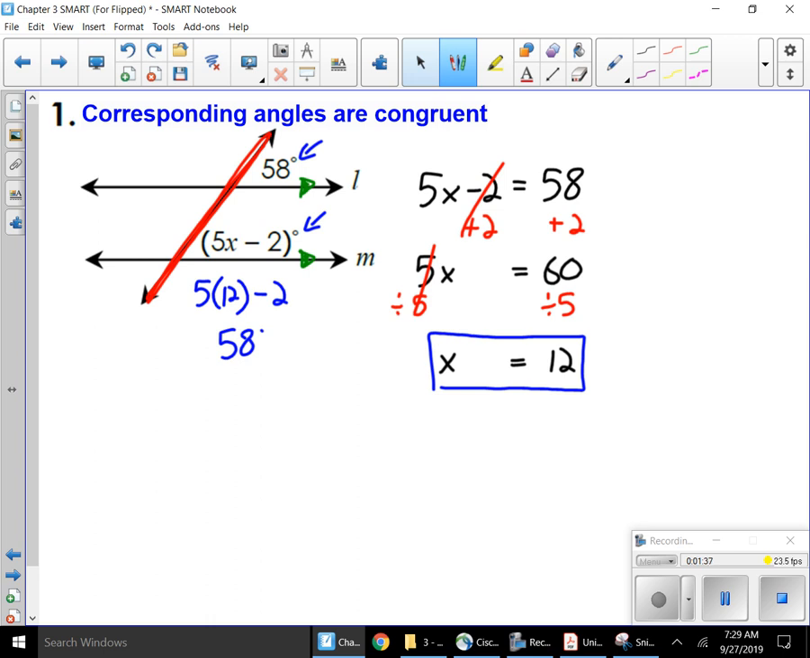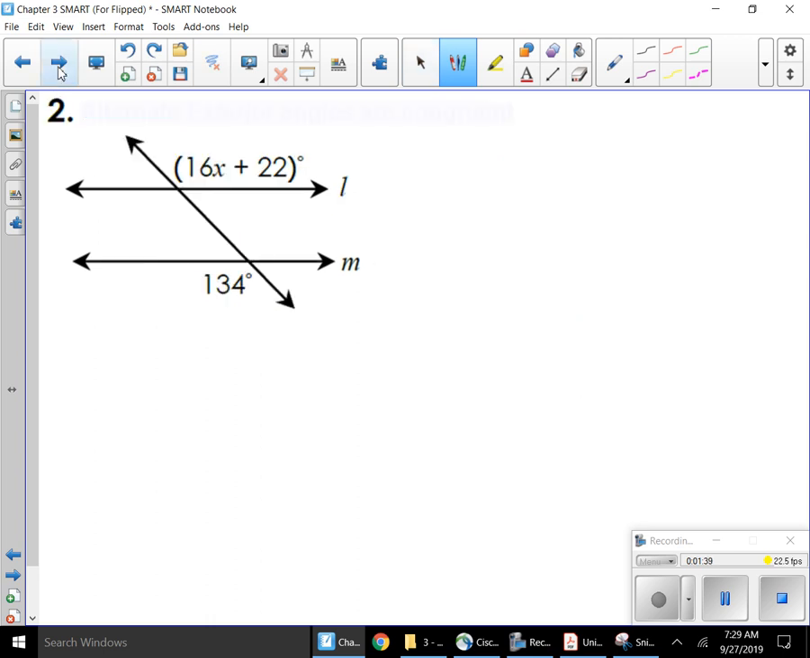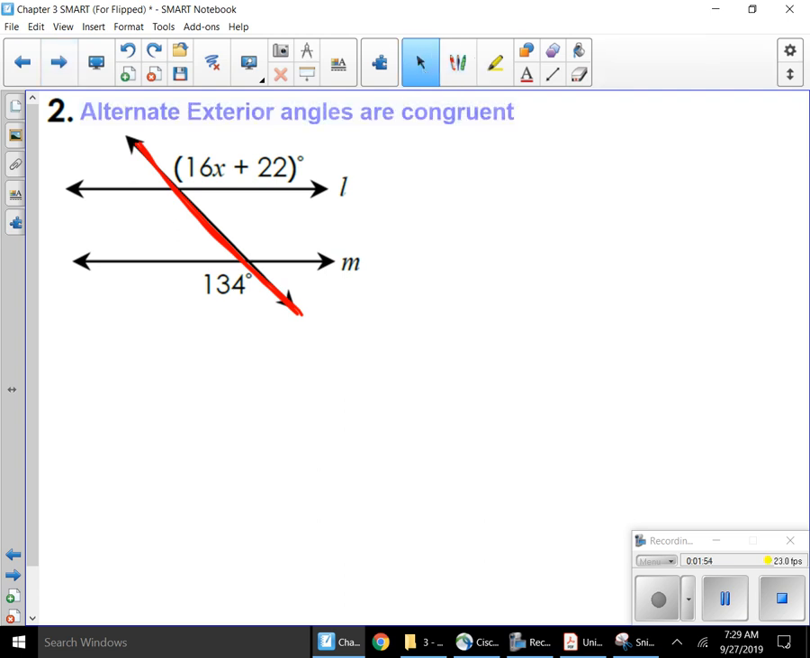Let's look at example 2. Here in example 2, what we have are alternate exterior angles. Alternate because they're on opposite sides of the transversal, exterior because they are outside of the parallel lines. So alternate exterior angles are congruent. Once again, that's the one we like to set up.